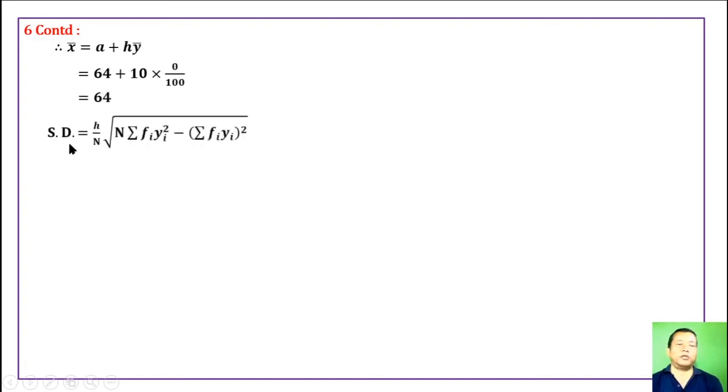Standard deviation: use this formula, put the appropriate values. i is 10, n is 100, this value is 2.86, this value is found to be 0 square. Simplify, lastly we get 1.69.